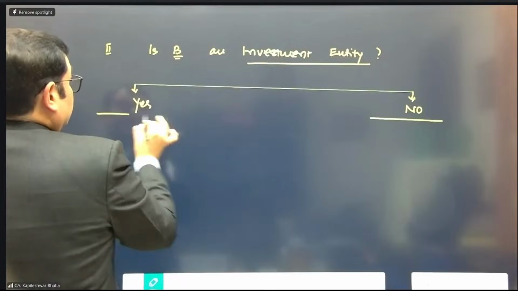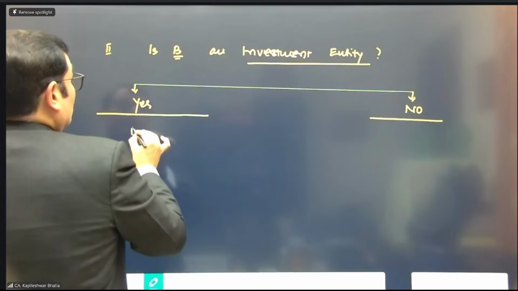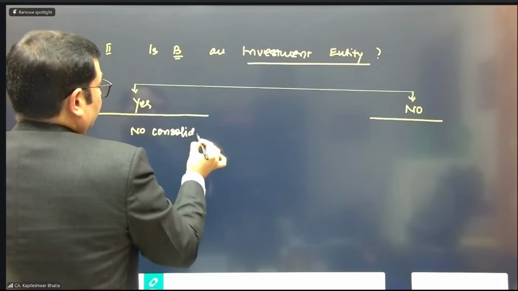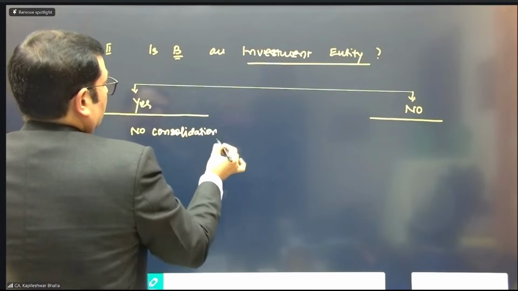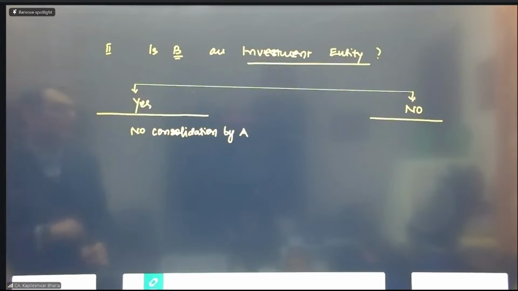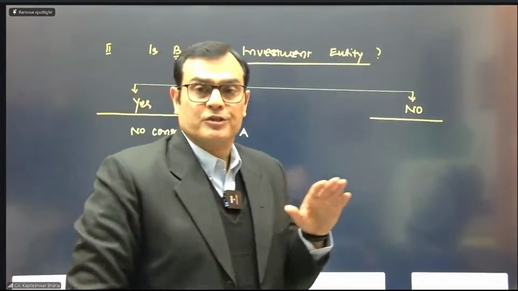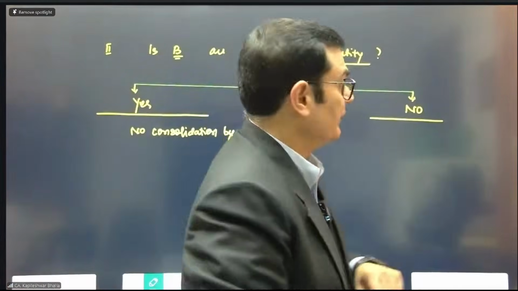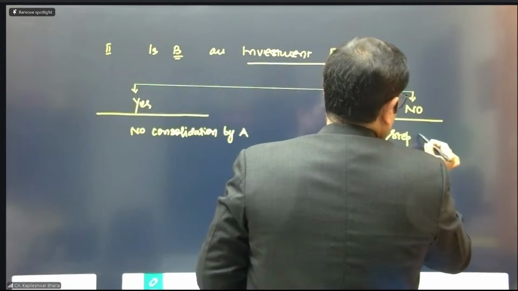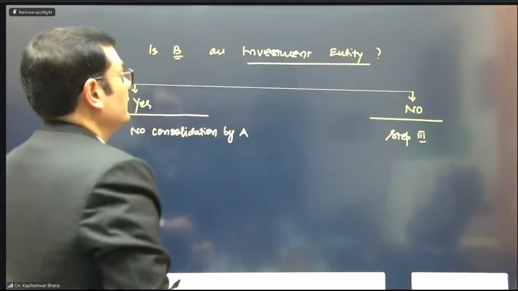If you say yes, then no consolidation is required. There is no consolidation by A. So if A and B are both investment entities, no consolidation is to be done by A in that case. But if you say no, then you go to step number 3.